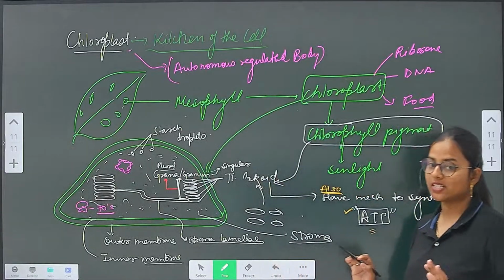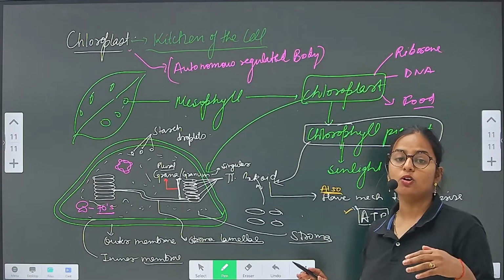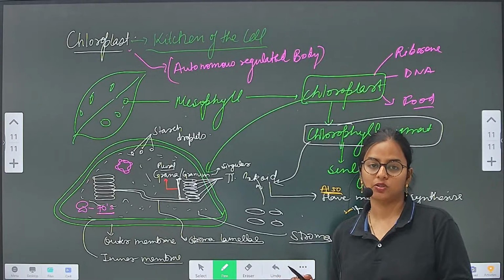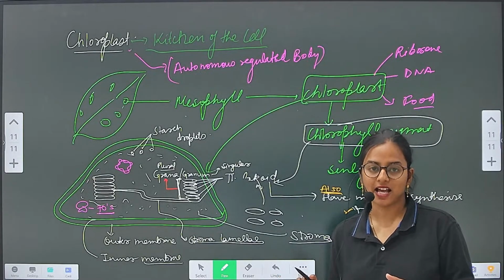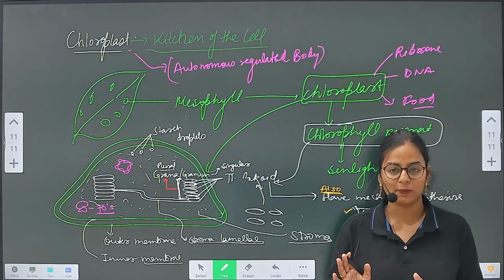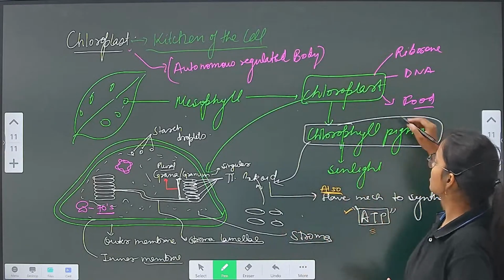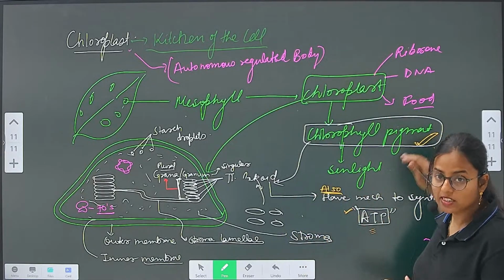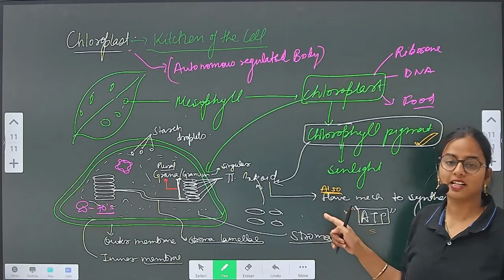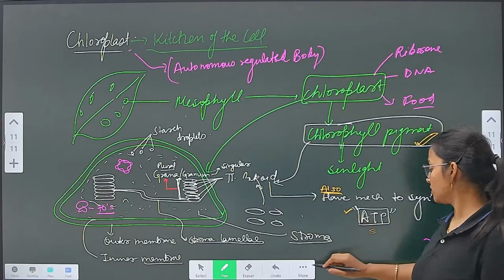Now next is the types of plastids. Depending on the type, we have various types of plastids. Actually, chloroplast is also a type of plastid only, right? Chloroplast is the one which consists of chlorophyll pigment. Now we have two more types of such structures like chloroplast: the leucoplast and the chromoplast.